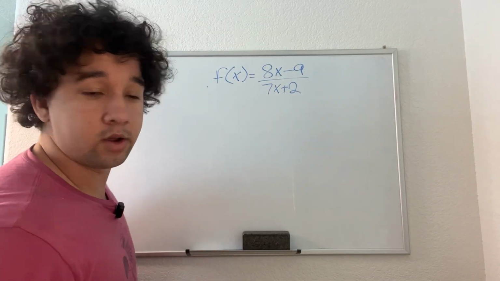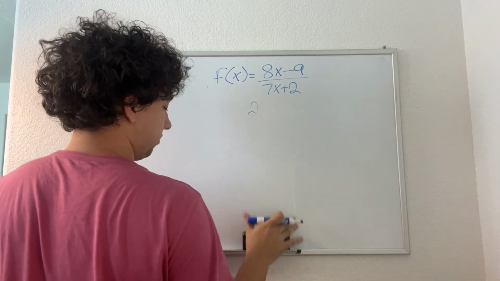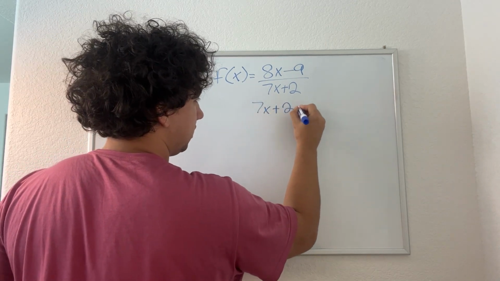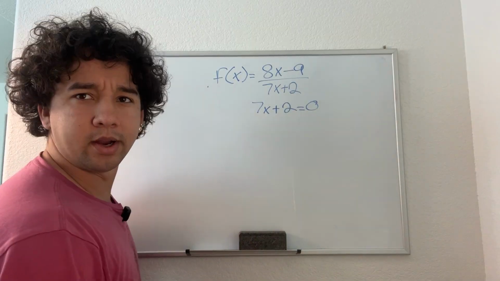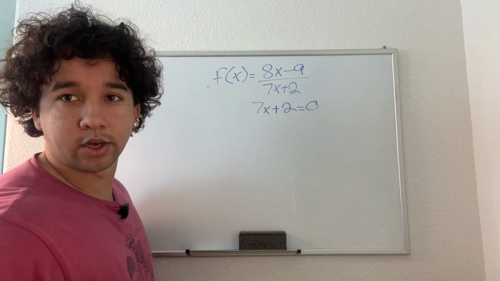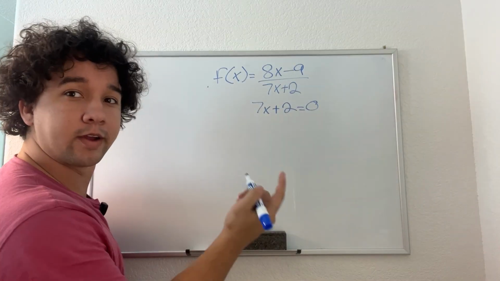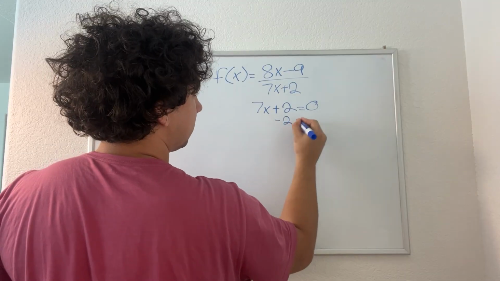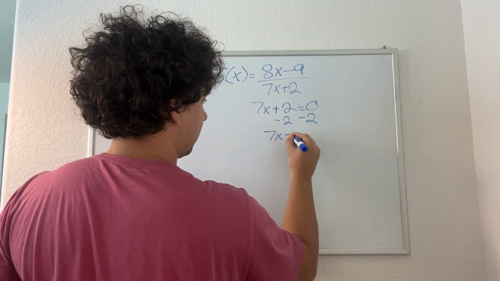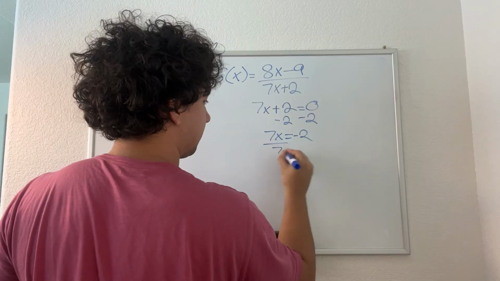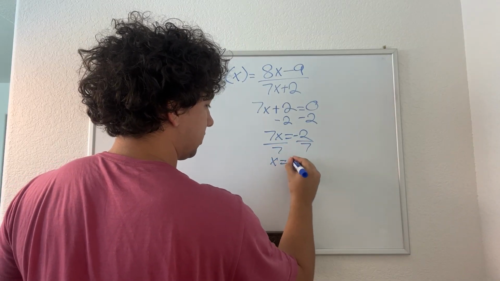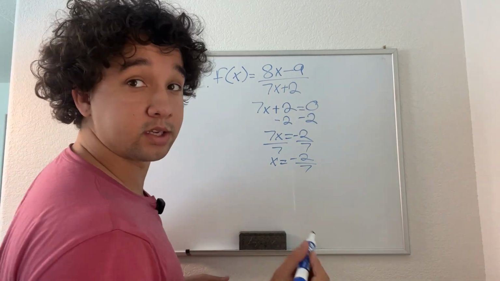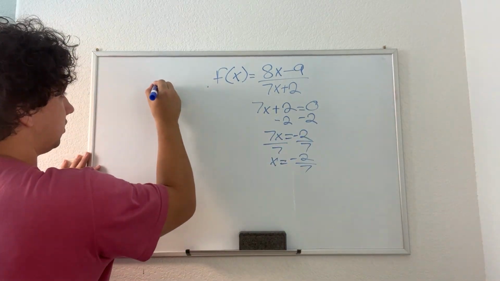7x plus 2 cannot equal 0. So, well, that's not a good start. 7x plus 2 equals 0. Why am I doing that? Well, because if I know what it is, I can tell you what it can't be. So if I figure out what x is when it makes it 0, there's your vertical asymptote. I'm going to subtract 2 from both sides. 7x equals negative 2. And I'm going to divide both sides by 7, and I get x equals negative 2 sevenths. That is, in this case, my vertical asymptote, or my domain restriction.